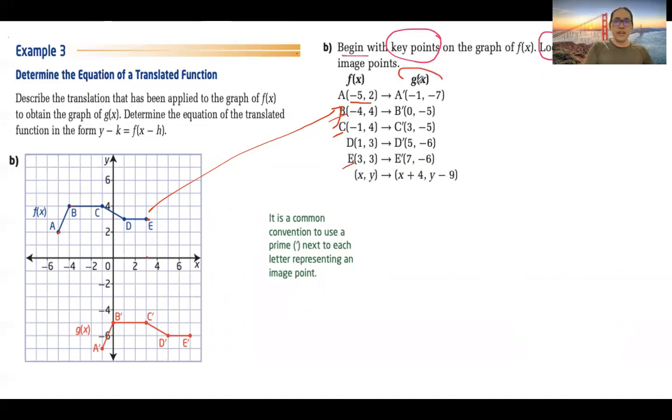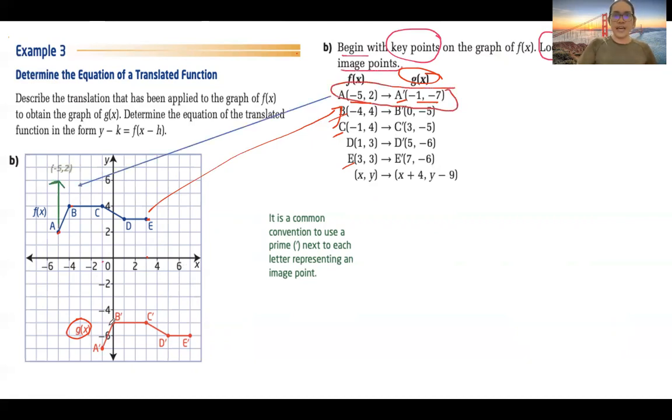So now your g of x, to identify the image points. Again, the image points are the transformed coordinates from the key points of the base function. That's what we call the image point. So we name it g of x. As you can see here, your A prime, from -5, 2 it gives you -1, -7. You can locate it there.